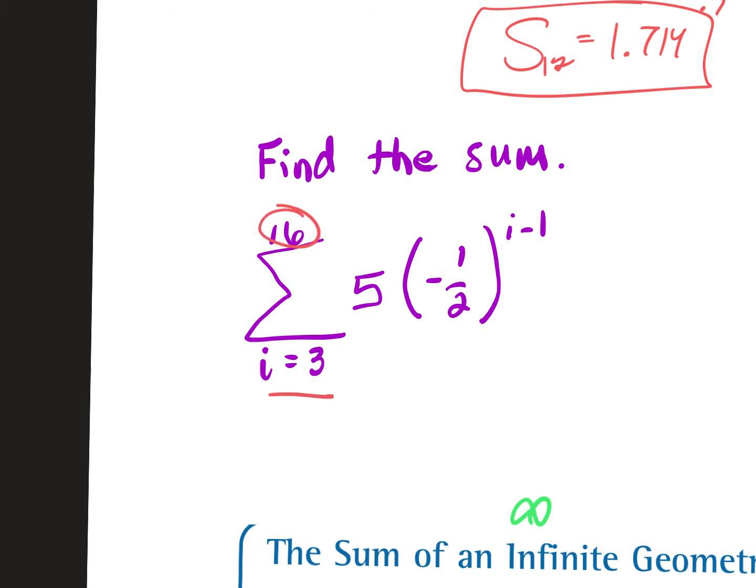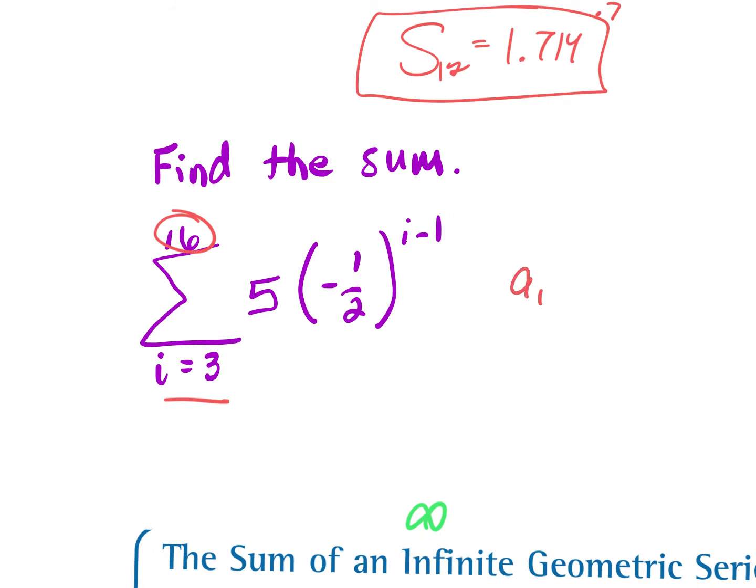Y'all see that? So my a sub 1, my first term, I have to find my ratio, and I have to find the number of terms I'm talking about. And then we'll plug it into that formula. So first of all, the easiest thing to see is what is our ratio? Negative 1/2. Good. Negative 1/2.